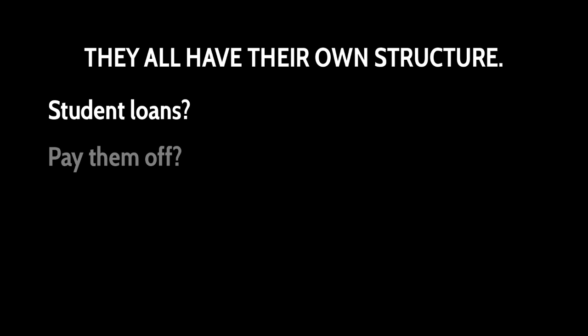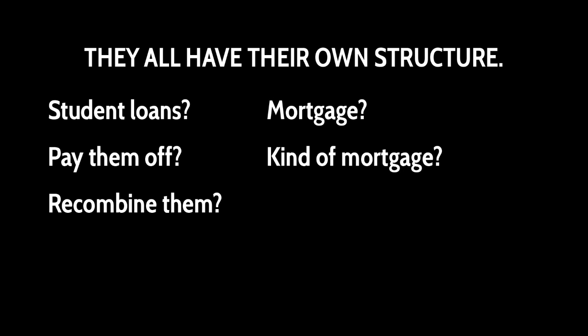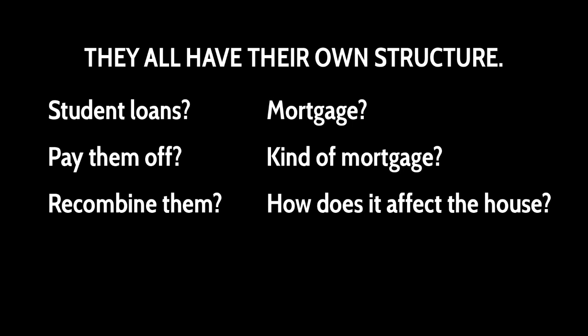And they all have their own structure. What kind of student loans do you have? How do you pay them off? Do you recombine them? What do you do with the mortgage? What kind of mortgage do you get on your house? How does it affect that asset, that house that you have? What can you do to structure it differently? So the balance sheet becomes a very important aspect of your overall structure.